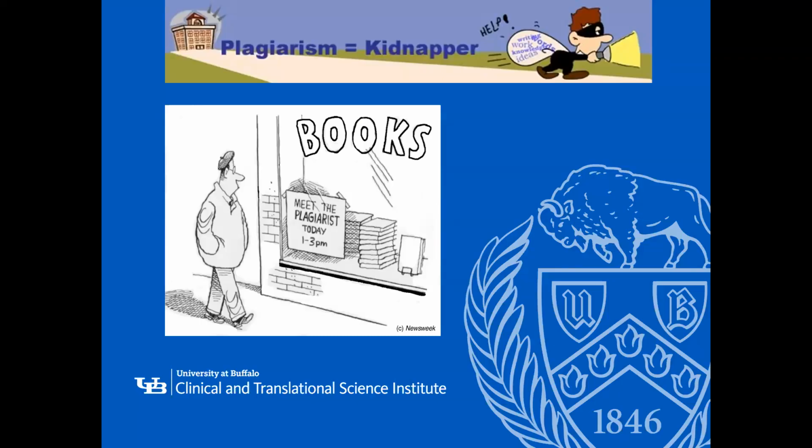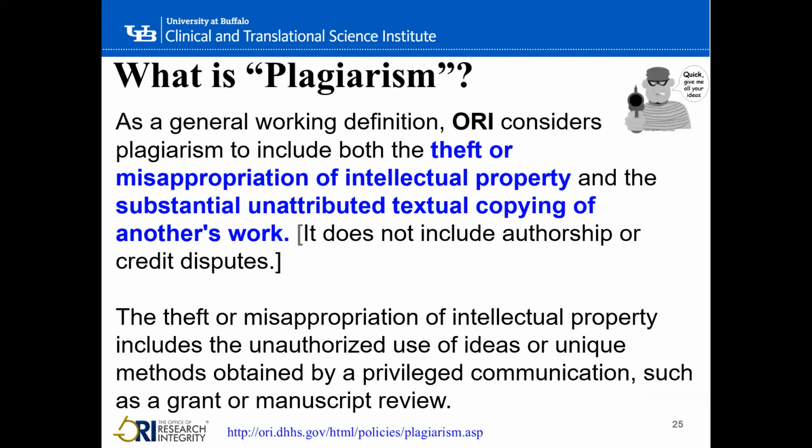So we'll then go on to the third aspect of research misconduct, which is plagiarism. So what is plagiarism? The Office of Research Integrity considers plagiarism to include the theft or misappropriation of intellectual property and the substantial and unattributed textual copying of another's work. It does not include authorship or credit disputes. The key word here is unattributed.